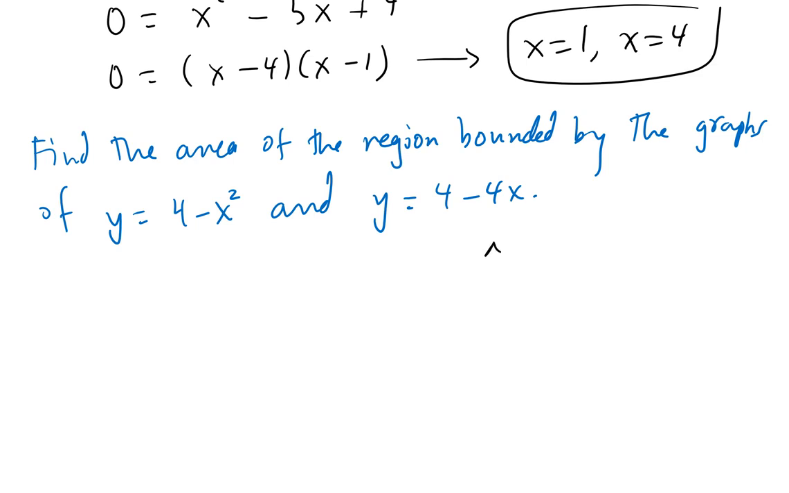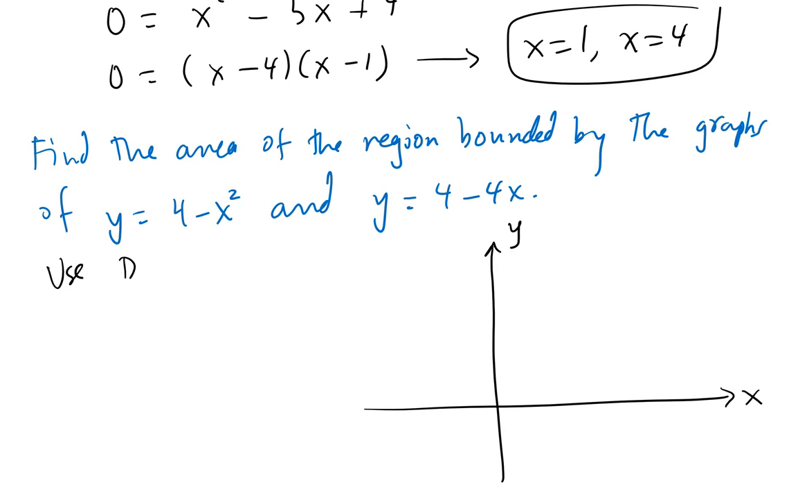First thing I personally would do is graph them. You can use decimals if you like, it's online. This is a parabola that opens downward and it goes up to 4. So it goes this way.